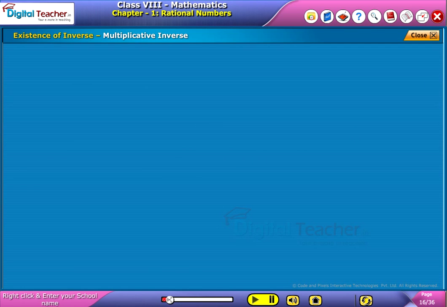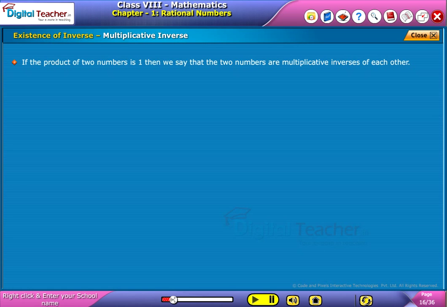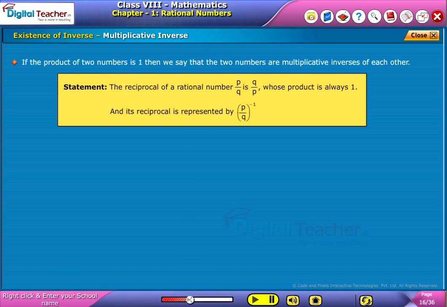Multiplicative inverse. If the product of two numbers is 1, then we say that the two numbers are multiplicative inverses of each other. Statement: the reciprocal of P by Q is Q by P, whose product is always 1, and its reciprocal is represented by P by Q inverse. Example: the reciprocal of 3 by 5 is 5 by 3, since 3 by 5 into 5 by 3 is equal to 1.